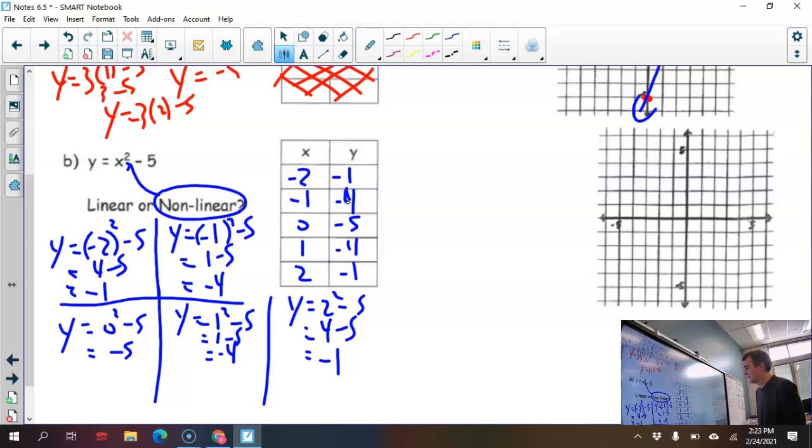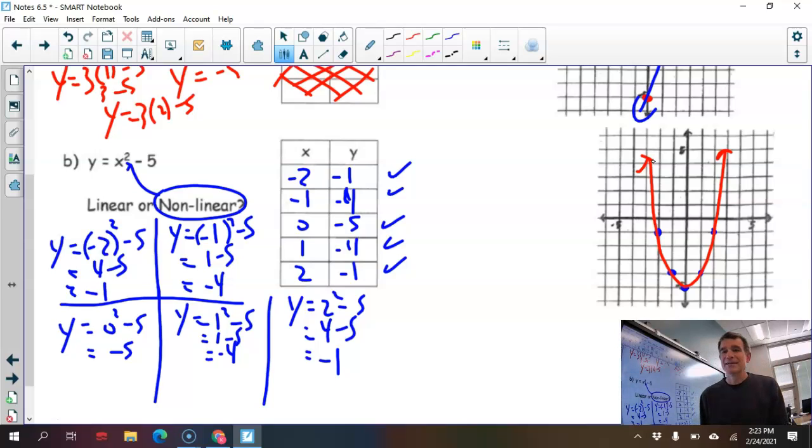I just want you to see the graph. So the first point is at negative 2, negative 1, right there. Then I'm at negative 1, negative 4. Then I'm at 0, negative 5. Then I'm at 1, negative 4. And then I'm at 2, negative 1. My graph is kind of a U-shaped graph. It looks like this. That graph is called a parabola.